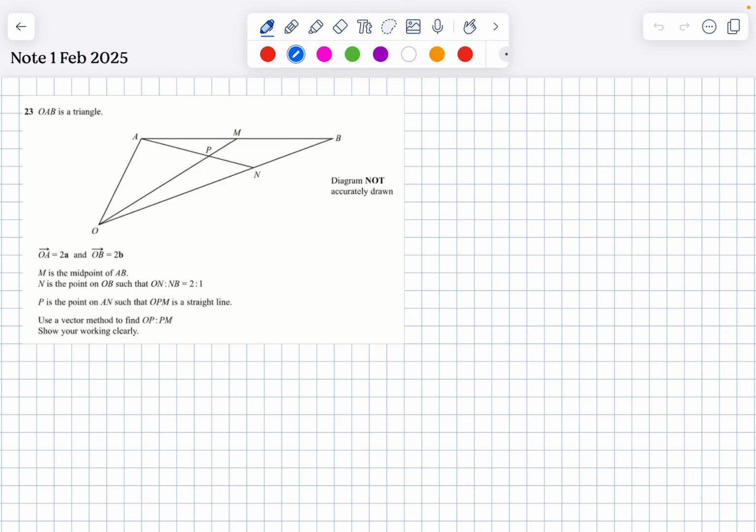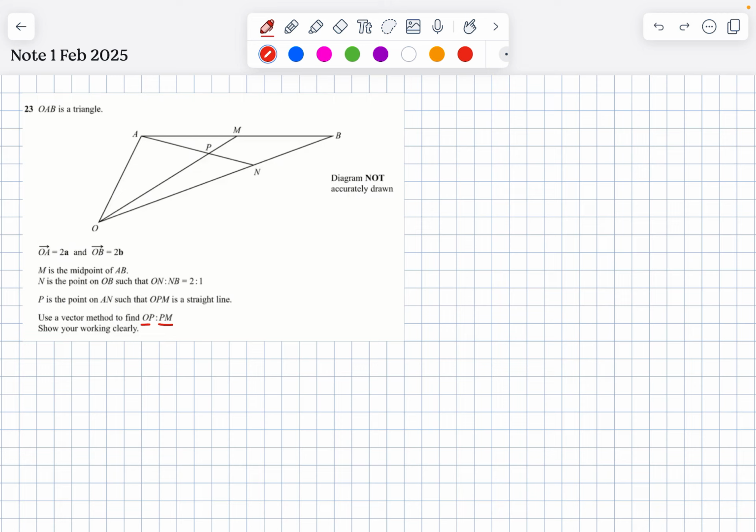Okay, so here is our ratio problem using vectors. The question's asking us to find the ratio OP to PM. So OP is a line segment that is part of OM. We're going to have to find out how far along that line P is. To get to OP, I'm going to have to go along that line OM. So I'm going to define the vector OM.